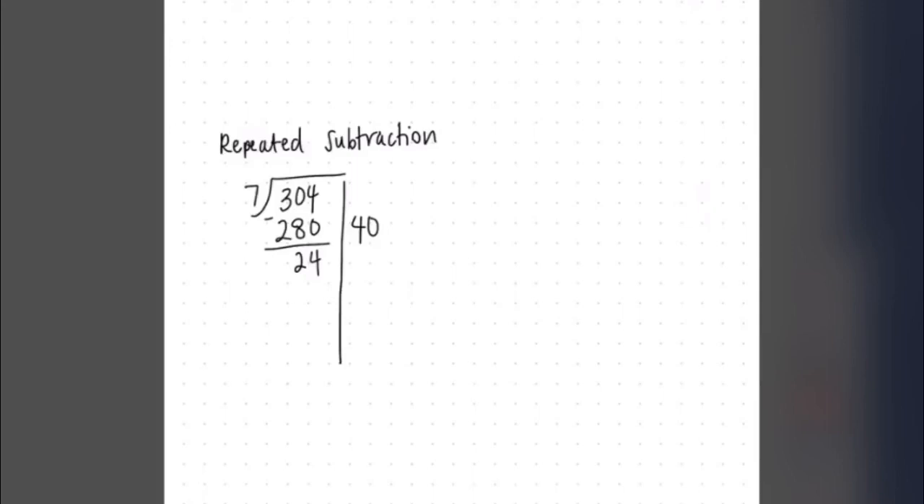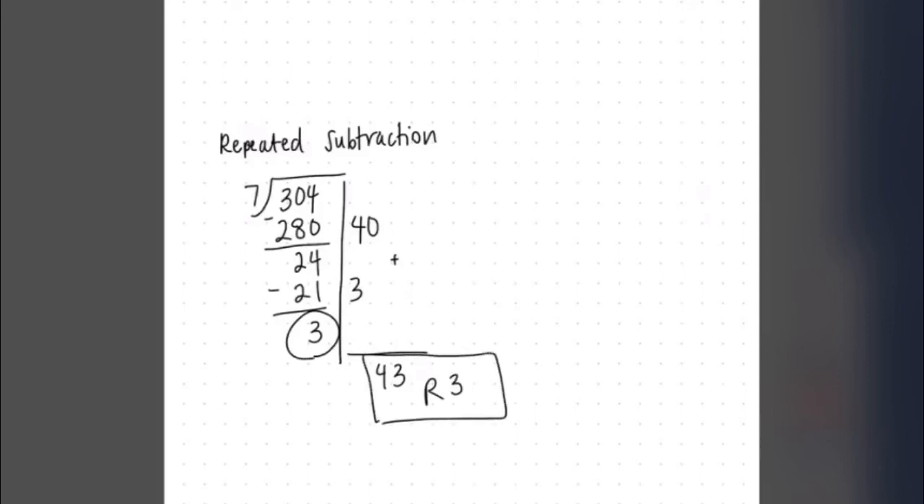Now let's think about what number multiplied by 7 would be less than 24. 7 multiplied by 3 is going to give us 21. So let's subtract that. 24 minus 21 has a difference of 3. Now let's add up our quantities on the side of the equation, which is going to represent our quotient. So 40 plus 3 has a sum of 43. And let's not forget our remainder of 3 left over. So our quotient is 43 remainder 3.